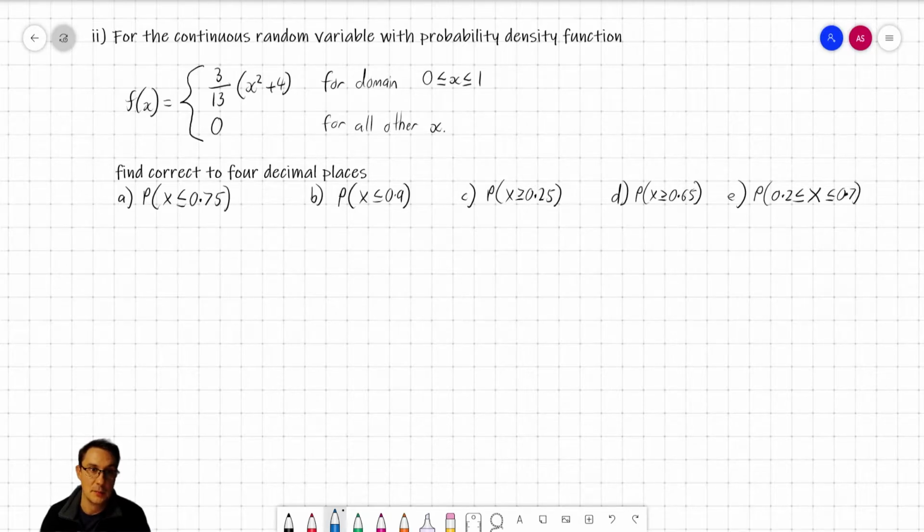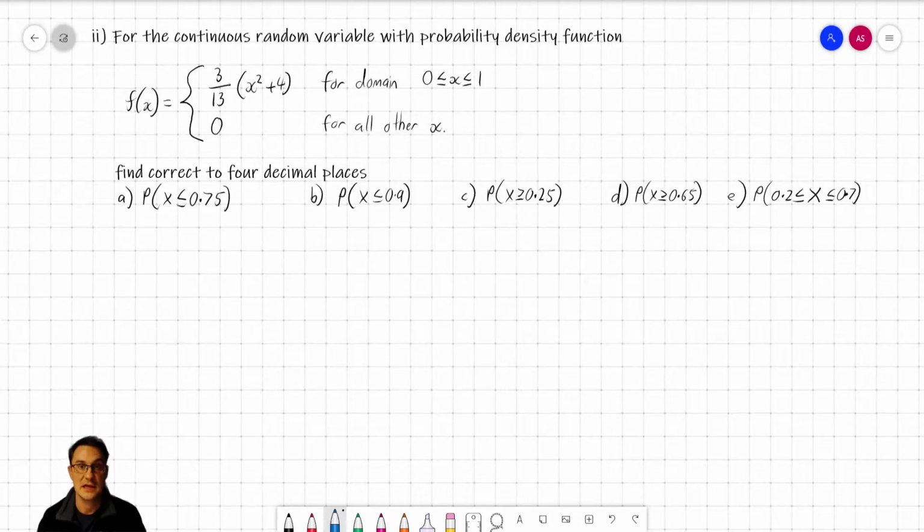We've got P of x less than 0.75. For b, we've got P of x less than 0.9. Both of these examples are the more common type you're going to come across. Now we get to c and d. These ones are actually finding it in a greater part of the graph, but you can still use the probability density function or cumulative density function here to help you calculate these values.